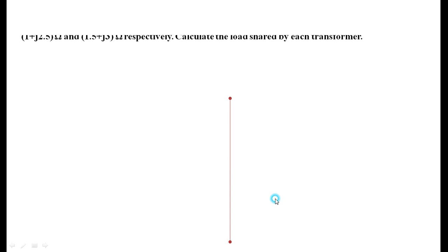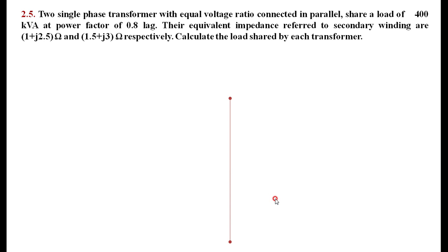Next problem, once again it is from the question paper, and it is on equal voltage ratio. Two single phase transformers with equal voltage ratio are given, with the load given in terms of kVA itself, 400 kVA at a power factor of 0.8 lagging. Their equivalent impedances referred to the secondary windings are given as 1 plus j2.5 and 1.5 plus j3 respectively. Calculate the load shared by each transformer.